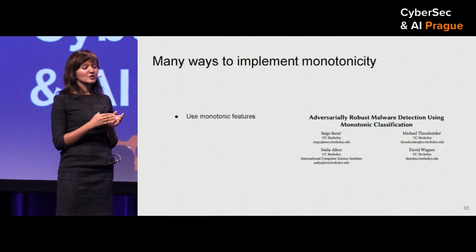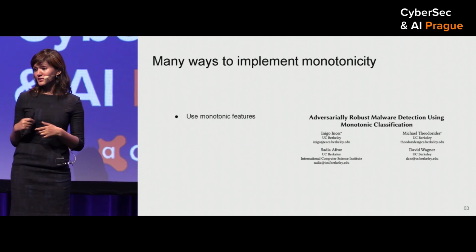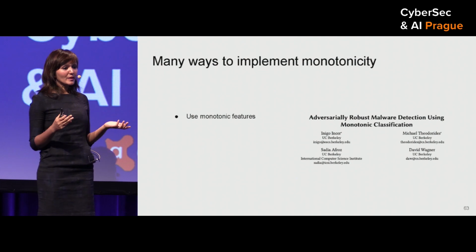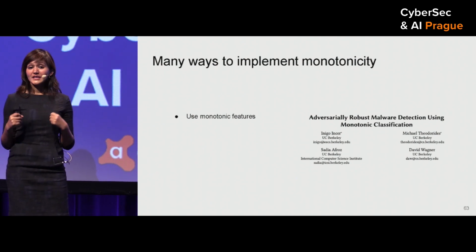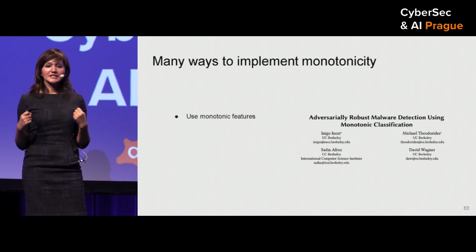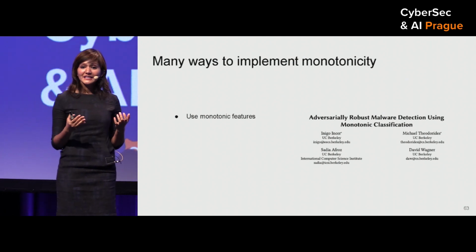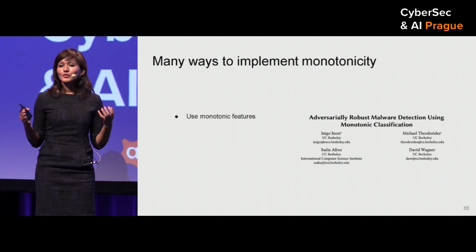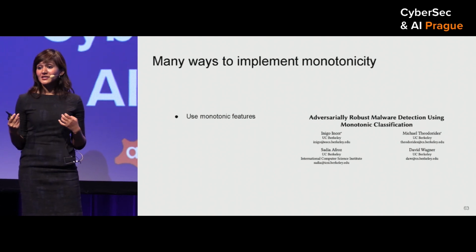This is, by the way, only one way to implement monotonicity. There are many other ways to implement monotonicity. In the paper, we talk about using only monotonic features. For example, features that can only be added but can never be deleted. For example, writing files. If a malware has to create a certain amount of files and write registry keys, it cannot remove those functionalities without removing the maliciousness of the file.